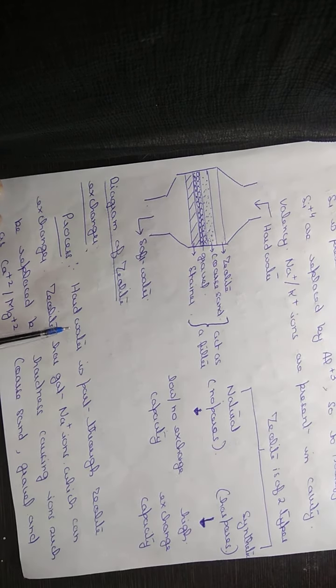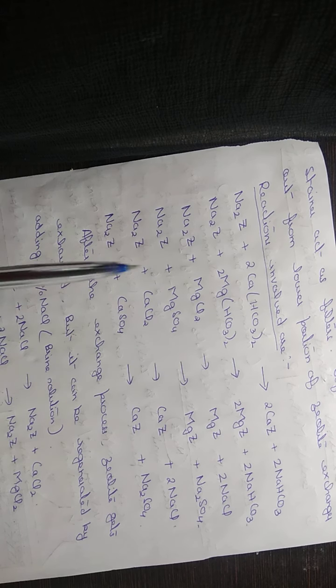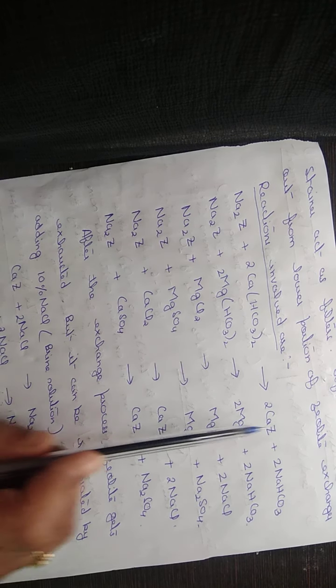So the process is: hard water is passed through the zeolite exchanger. Zeolite has sodium ions which can be replaced by hardness causing ions such as calcium and magnesium. And coarse sand, gravel and stainer are used as a filter, and then soft water is collected from the lower portion. These are all the reactions taking place in the zeolite equipment. This is the formula of zeolite and these are all hardness causing ions. Now what is exchanged? Sodium is exchanged with calcium and magnesium ions. So this is the exchange which is present here. In place of sodium, calcium and magnesium ions are present.